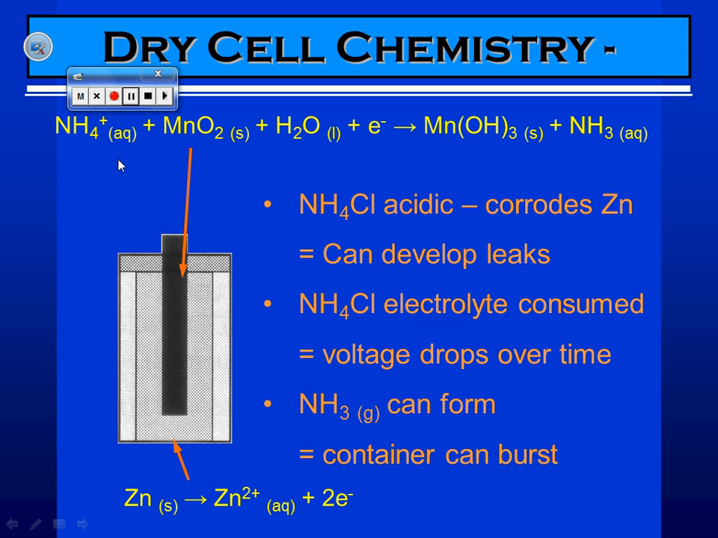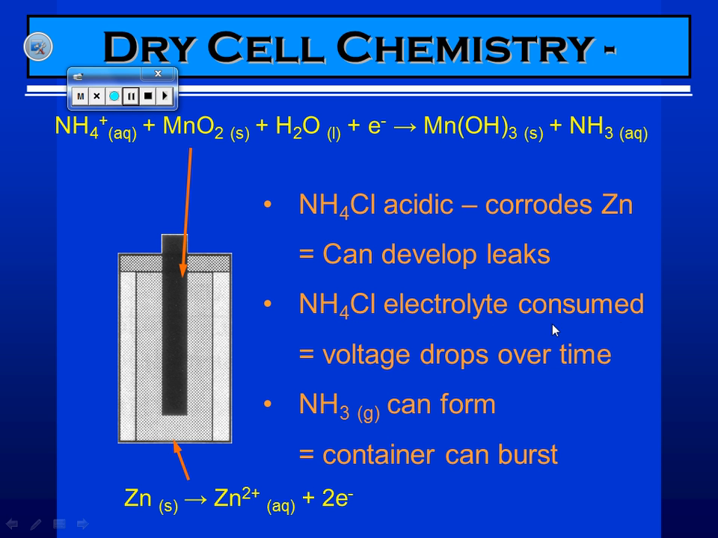The second thing is the ammonium chloride is the electrolyte in this cell. It transports the ions from anode to cathode and vice versa, completing the circuit and maintaining charge neutrality, allowing the cell to run. However, if you look at the full reaction again, you'll see that the ammonium ions themselves are part of the reaction. They're being consumed. The ammonium ions are being turned into ammonia, which means over time the electrolyte concentration drops.